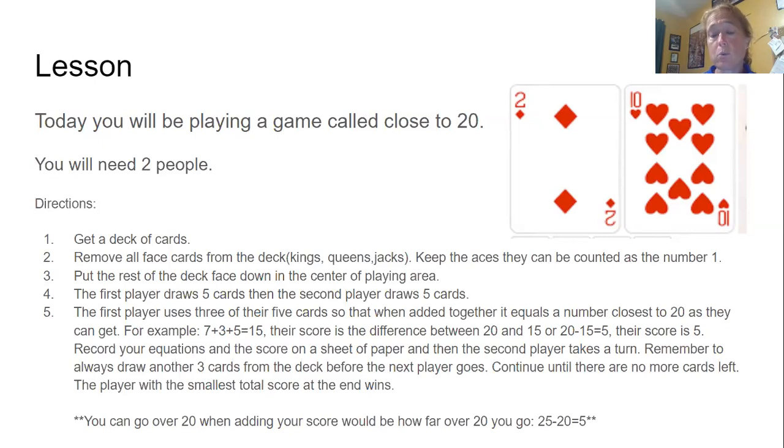Now, if you go over 20, that's fine. Just remember though, if for example you add 3 numbers together and get 25, you would have to say 25 minus 20 equals 5, and 5 is your score. So you don't want to go too high over 20 because that would still give you a high score, and we're looking for the lowest score.